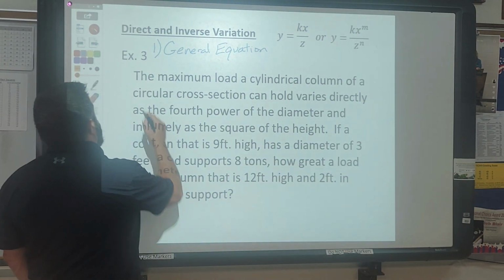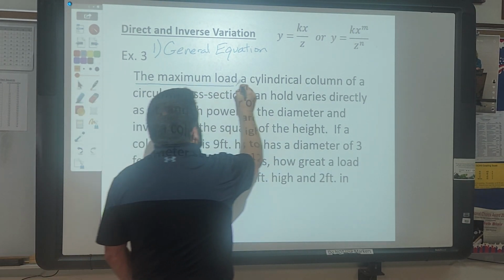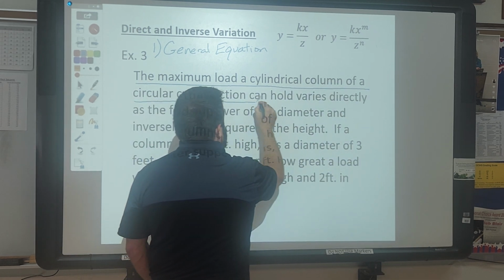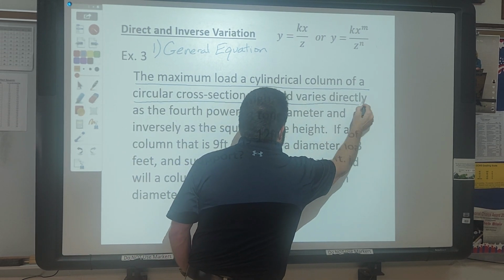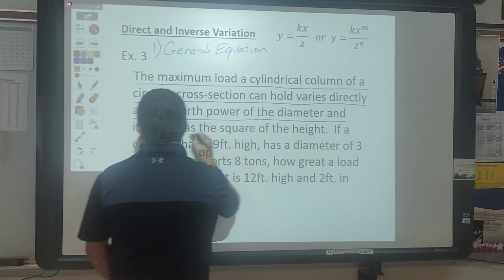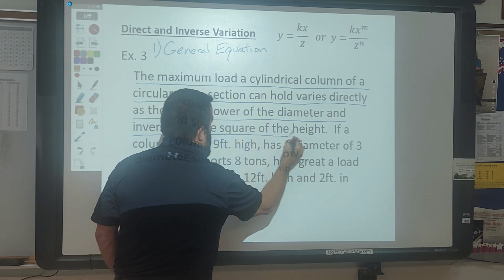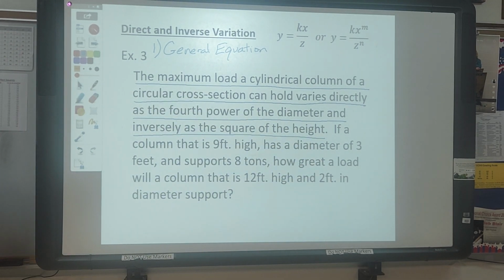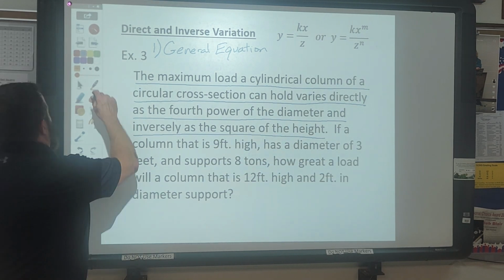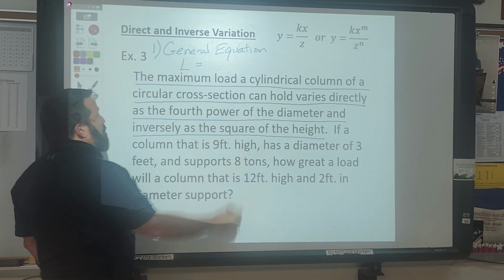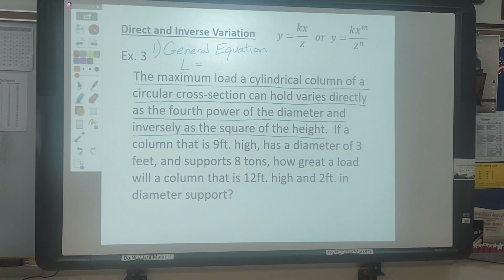So as I look at this first sentence, it says the maximum load of a cylindrical column of a circular cross section can hold varies directly as the 4th power of the diameter and inversely as the square of the height. And I realize that's a lot of words, okay? But I'm looking for keywords. First of all, it's talking about the maximum load. So I'm just going to abbreviate that with the letter L. We'll let L represent the maximum load.